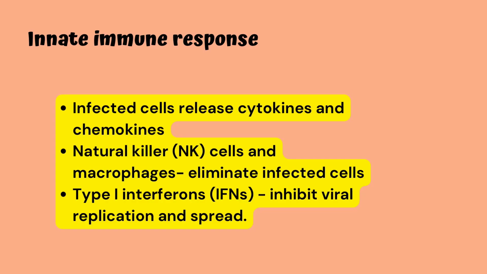The presence of viral components activates the host innate immune response. The infected cells release cytokines and chemokines. These are signaling molecules that attract immune cells to the site of infection. Natural killer cells and macrophages are recruited to eliminate the infected cells and clear the virus. Type 1 interferons are produced by the infected cells to inhibit viral replication and spread.